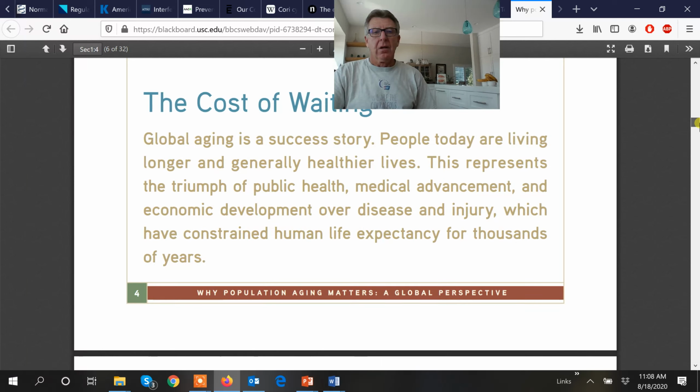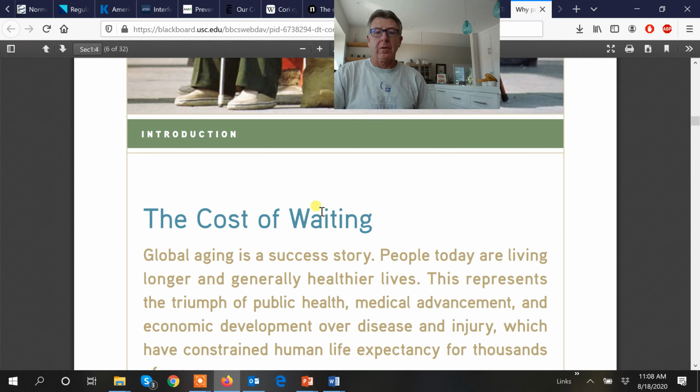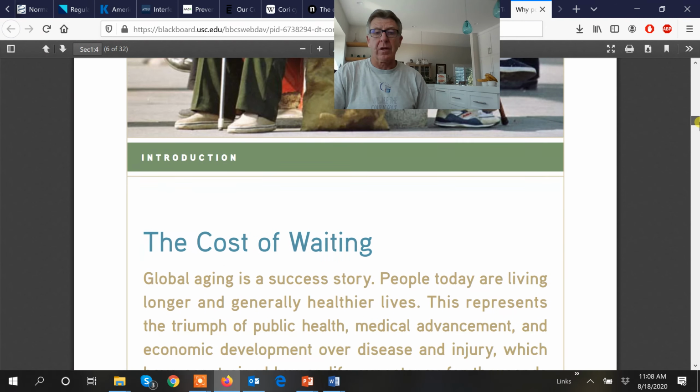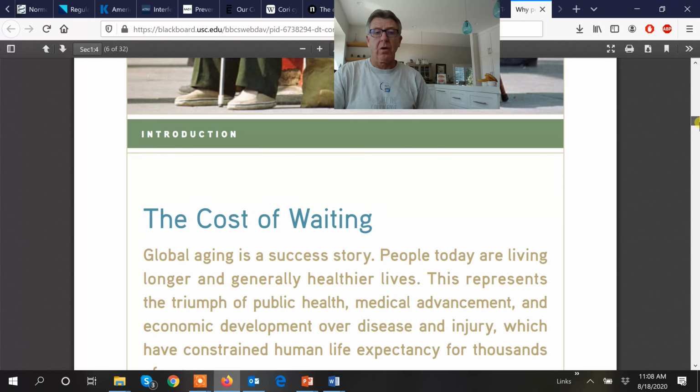So we can't wait. That's what this chapter is all about. If you wait, you're going to have a problem. So this is why we need to look at the triumph of public health. Let's get back on that horse again.